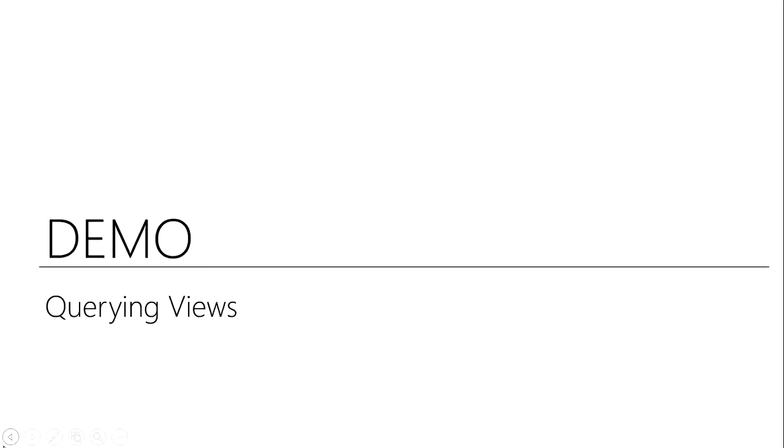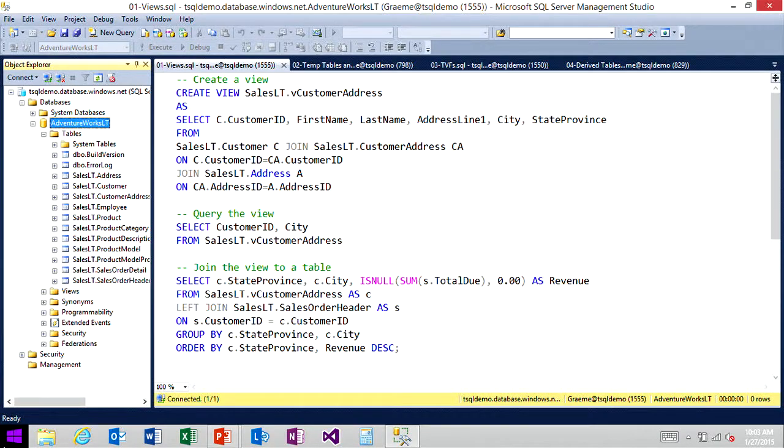So let's have a look at using views. I'm in SQL Server Management Studio. I've got some Transact-SQL code here, and you can see I've got a create view statement where I'm creating a view called v customer address in the sales LT schema, and it simply selects from the customers table joined to the customer address table, which is where we store all of our address information. It's not a particularly complex query. It has a join where I'm joining the address table. But I want to encapsulate that and make it simpler for people to use.